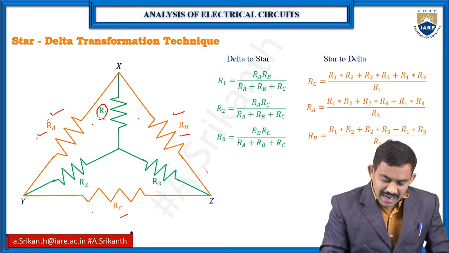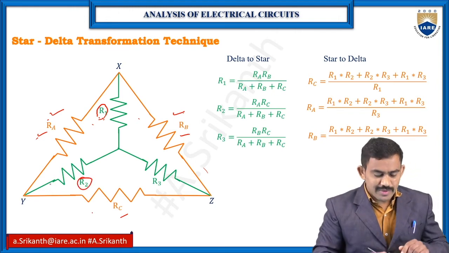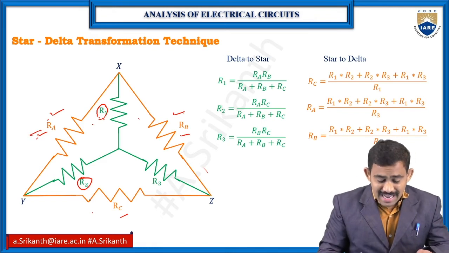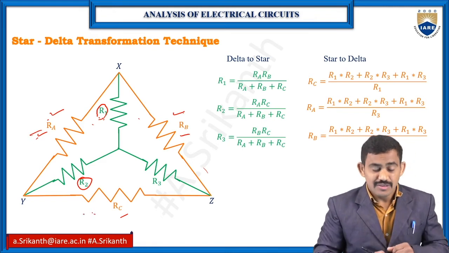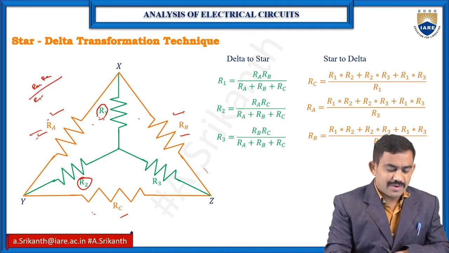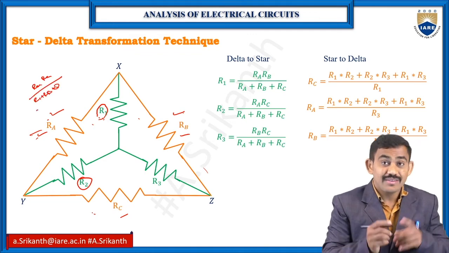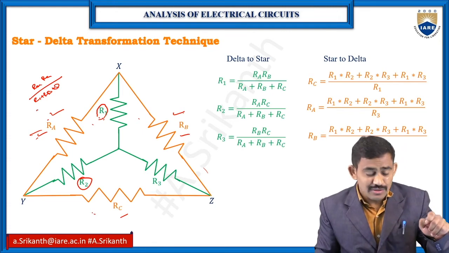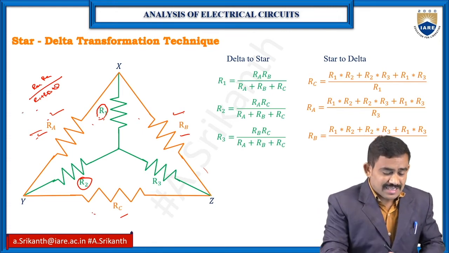If you want the R2 value, then RC as well as RA are both opposite for R2. So your formula is RA times RC divided by RA plus RB plus RC. When we have the delta values, these are the formulas for star.